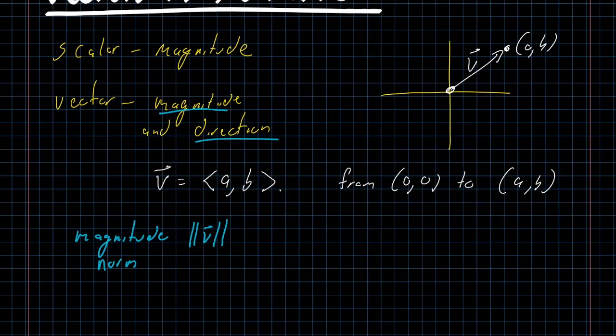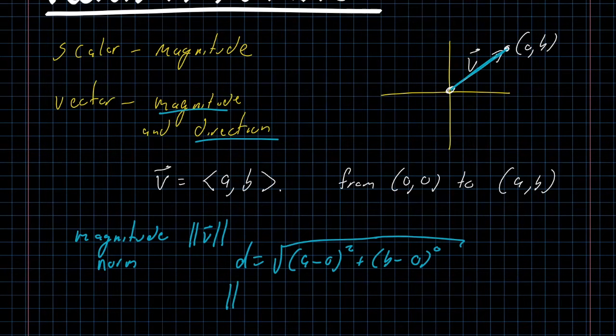Magnitude we can also think of as the length. How far is it from 0, 0 to a, b? Well, using the distance formula, that's going to be the square root of (a minus 0) squared plus (b minus 0) squared. And we get that the magnitude of our vector is simply the square root of the squares of the coordinates, the square root of a squared plus b squared.